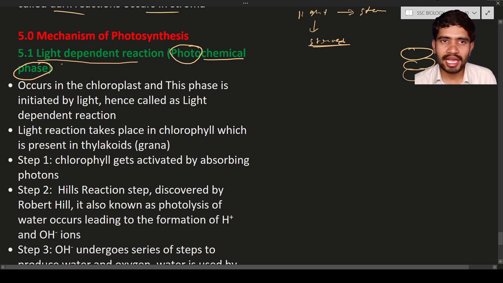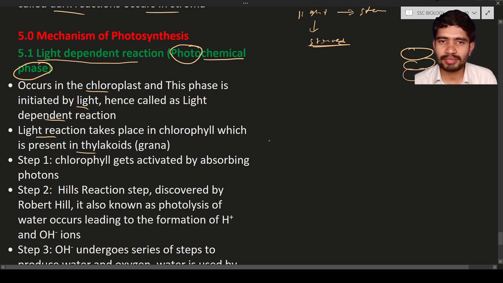Here, the light dependent reactions. Light is necessary for this reaction. It is going to occur in the chloroplast, and this phase is initiated by light, hence called the light dependent reaction. It occurs in the thylakoid membranes of the chloroplast, or the thylakoid membranes of the grana. Light reactions take place in the chlorophyll present in the thylakoids known as grana.